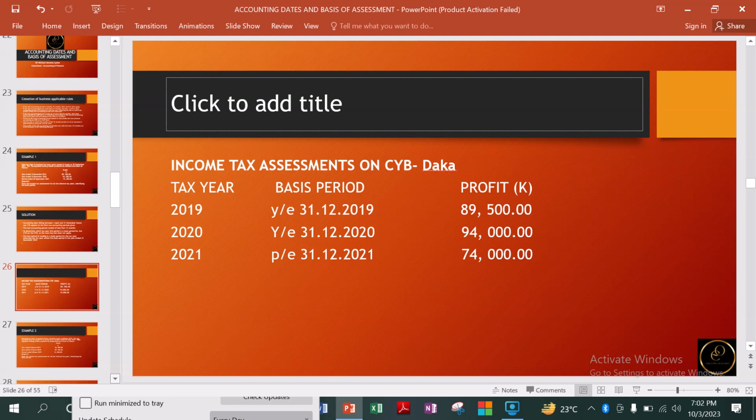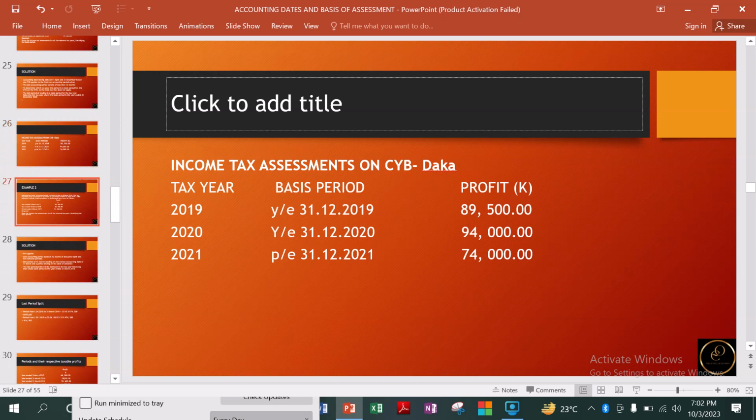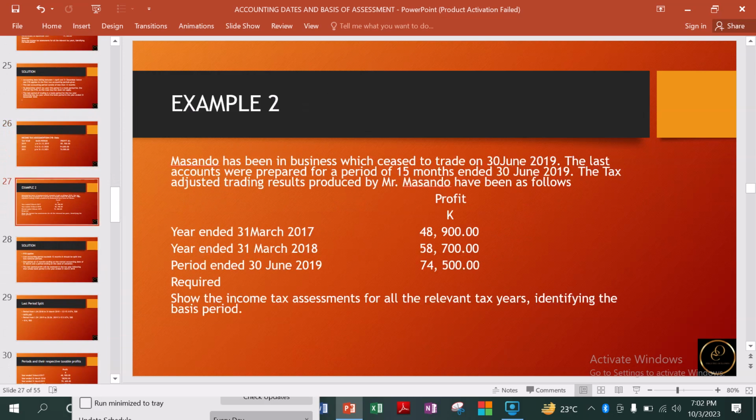We look at the next example just to emphasize this. Example 2 has to do with Mr. Masando. Masando has been in business, which ceased to trade on 30th June 2019. The last accounts were prepared for a period of 15 months ended 30th June 2019. The tax adjusted trading results produced by Mr. Masando have been as follows.